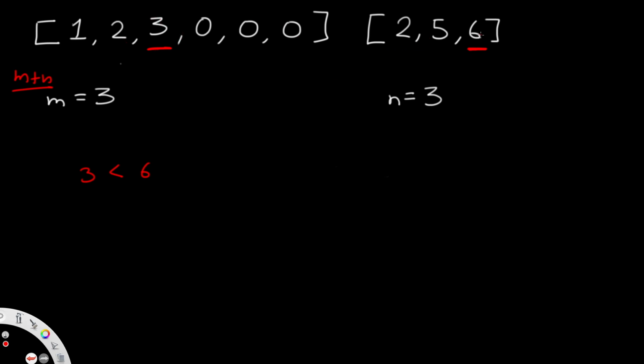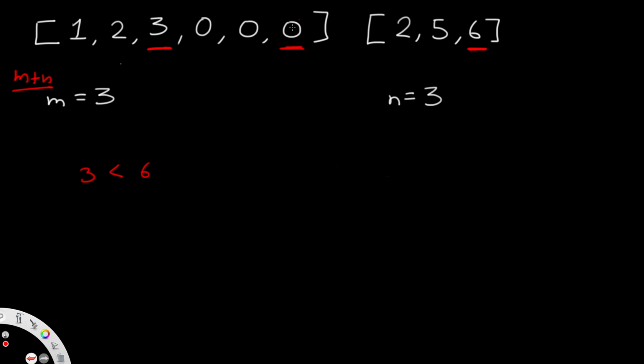So in simple words, 6 is the biggest value in nums1 and nums2. Keeping that in mind, we know that 6 is going to be at the very ending. It's going to be the last element. So how exactly do we know what the index of the last element is? That's pretty simple. The index of the last element is going to be this over here.